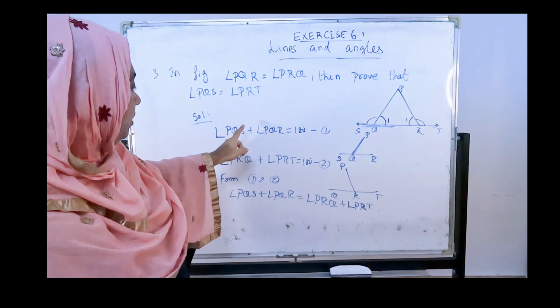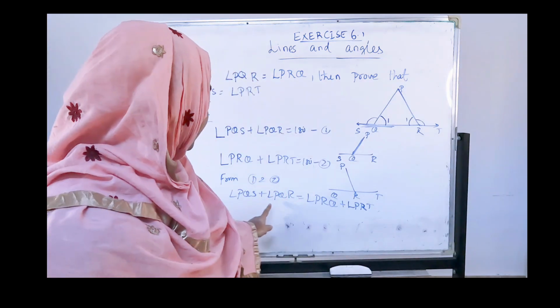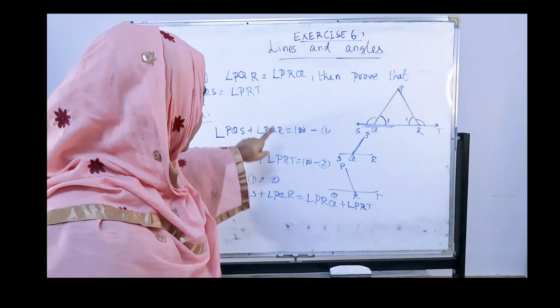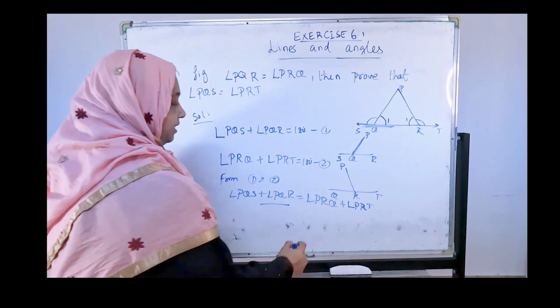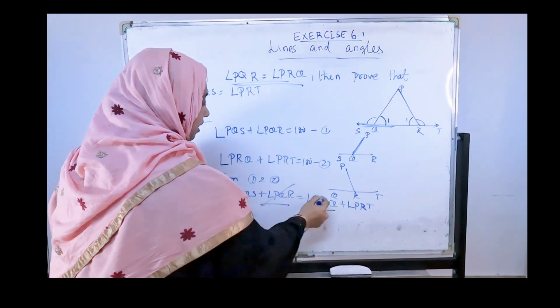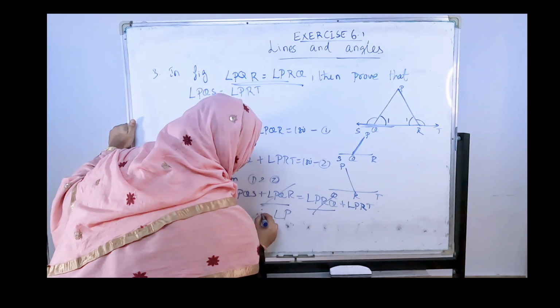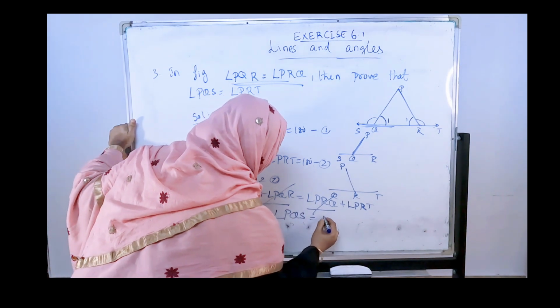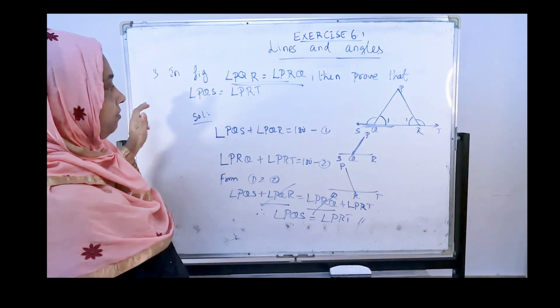Here they have given PQR and PRQ are the same. PQR is here and PRQ is here, both of them equal as given. So we are cancelling these, and automatically we get angle PQS is equal to angle PRT. Next proof.